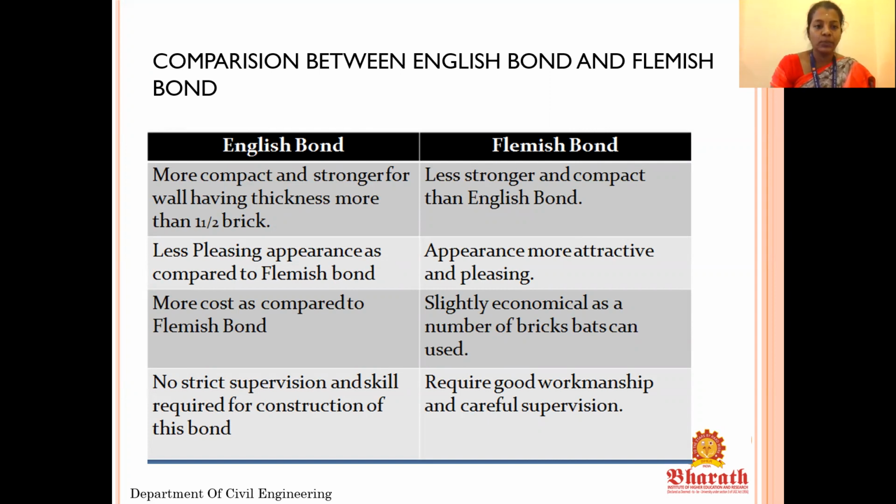The next point: English bond has a less pleasing appearance as compared to Flemish bond. Appearance is more attractive in Flemish bond as it is an alternate header and stretcher. English bond costs more as compared to Flemish bond, which is slightly economical as a number of brick bats can be used. The last point: no strict supervision and skill is required for construction of English bond.